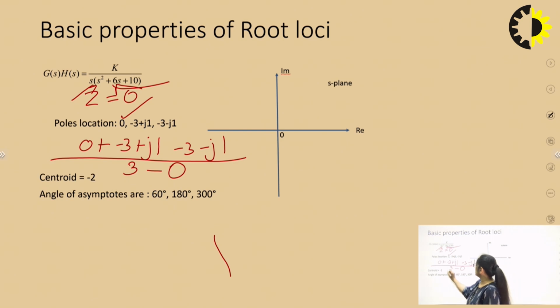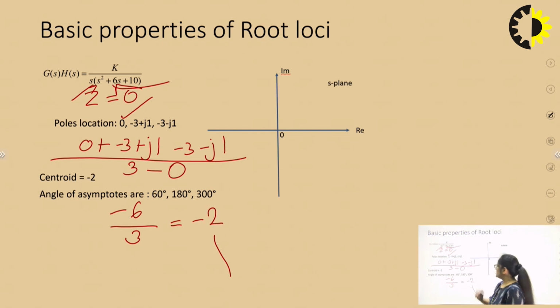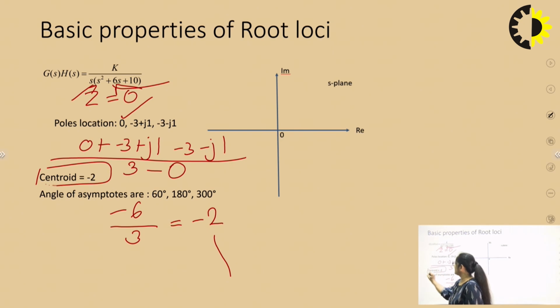That is -6 upon 3, which is -2. So the centroid of this open loop transfer function is -2.